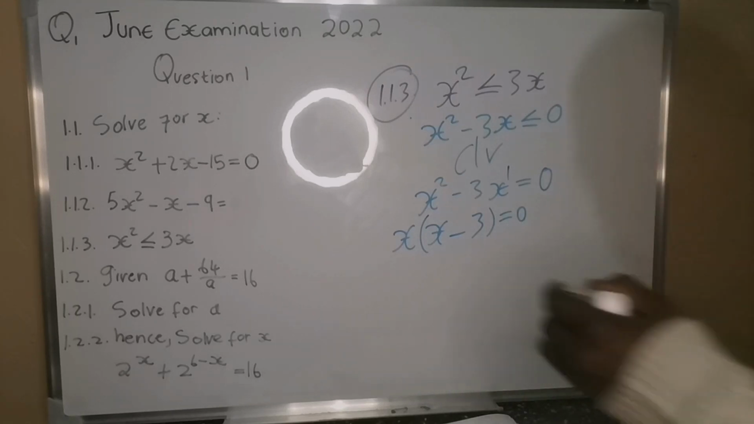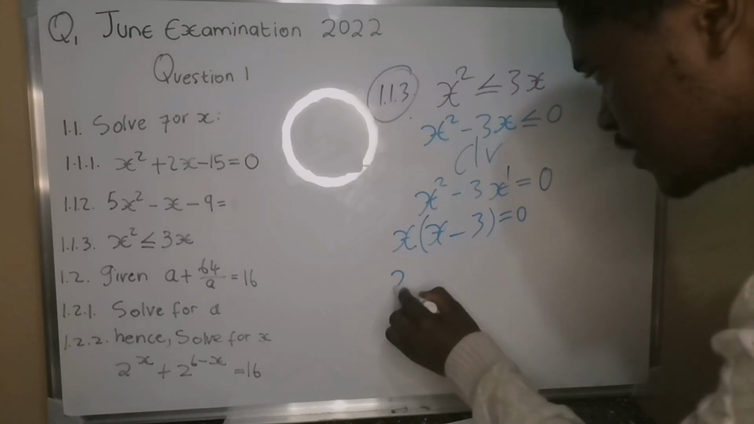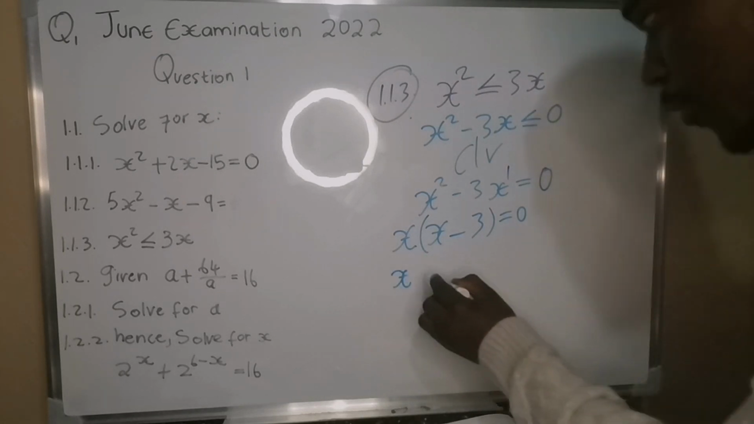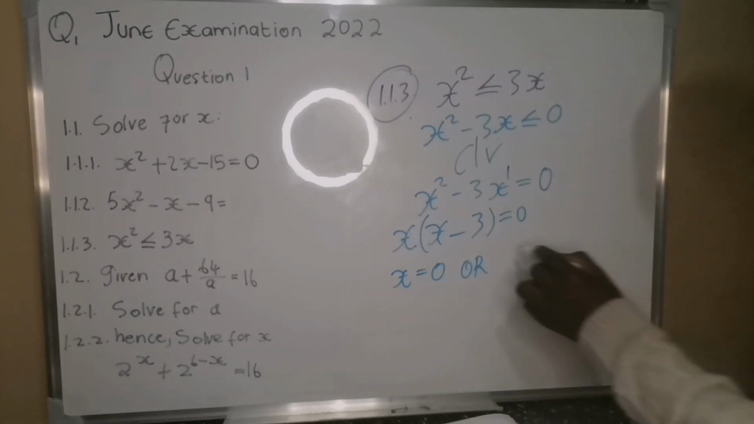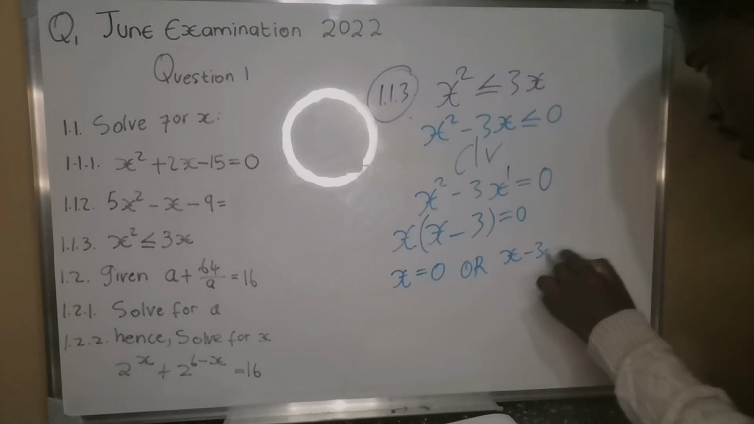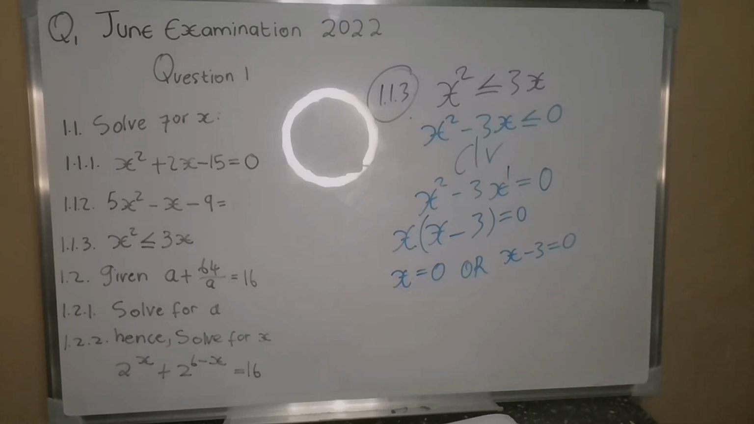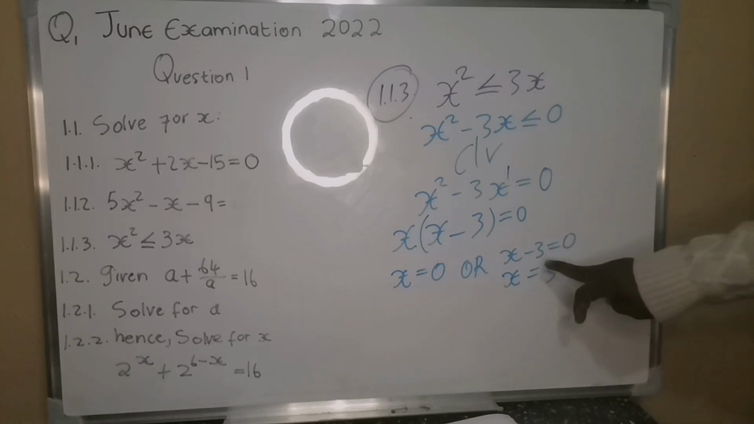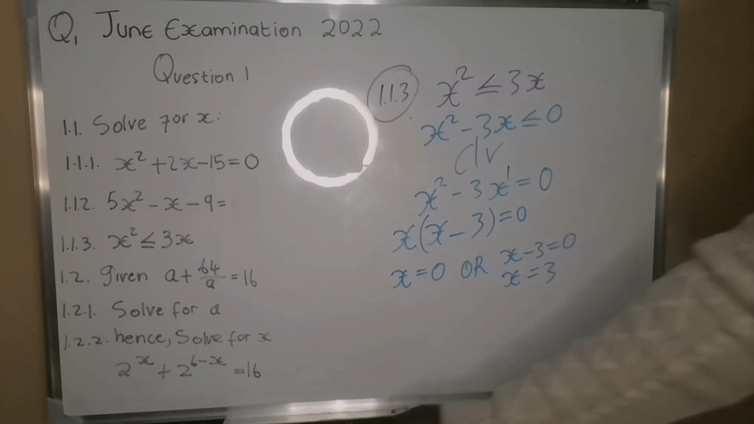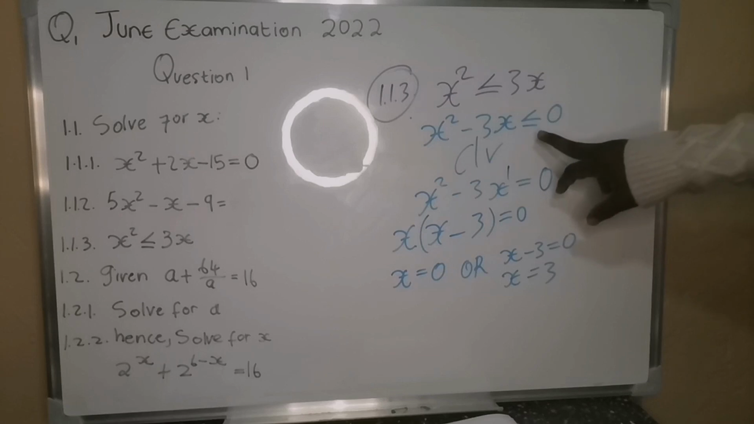So the first product is x, you equate it to 0, or the second product, x minus 3, you equate to 0. Therefore, here you have x equals 3, because I transpose this negative 3 to the right. Now, I'm not done, because this is an inequality.